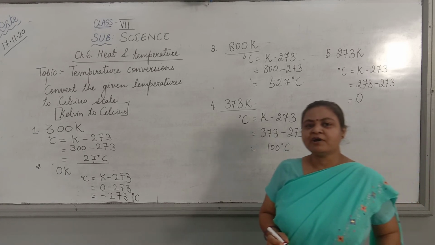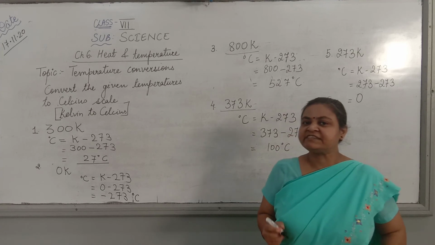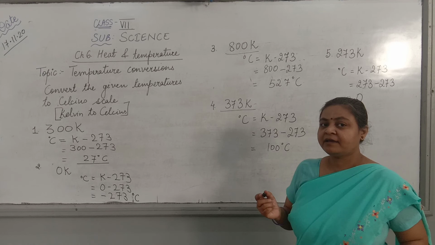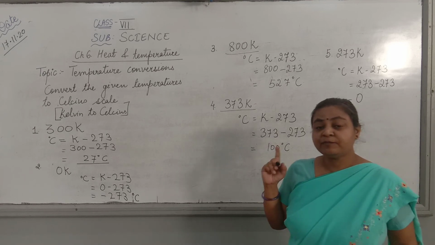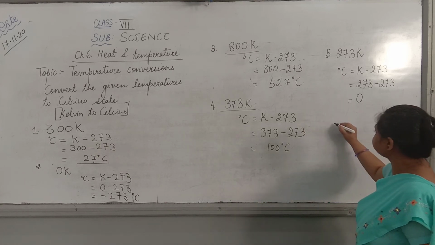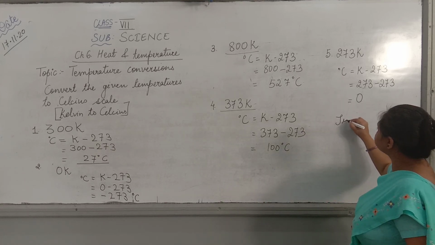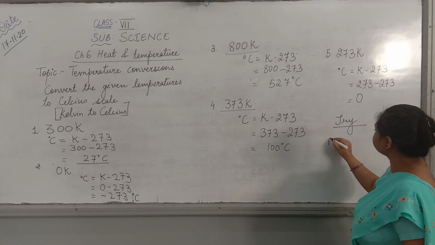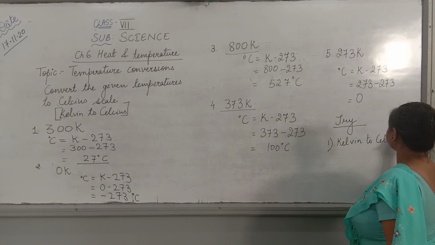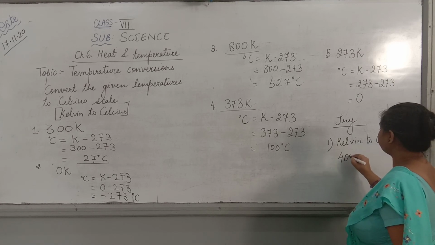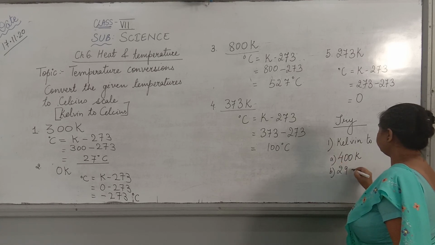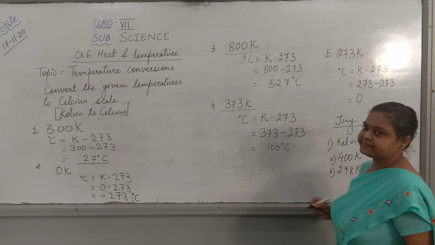So, children, I hope you have understood the topic. Please try these numericals on your own. I am giving you few examples here. You can solve on your own. And make sure you write these in your copy also. Kelvin and 298 Kelvin. Convert them into Celsius.